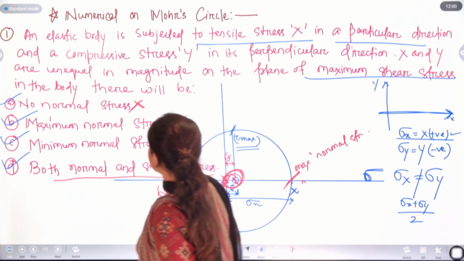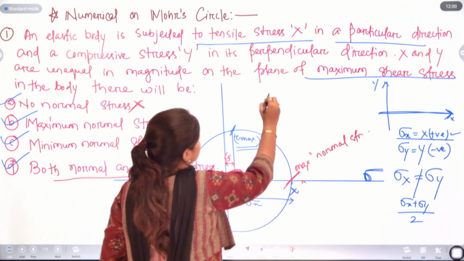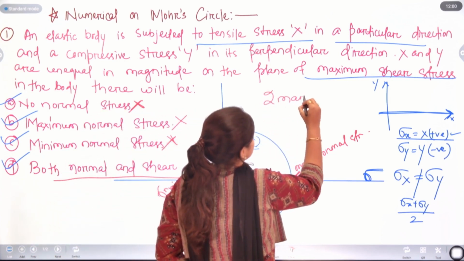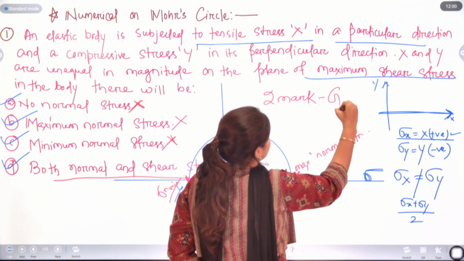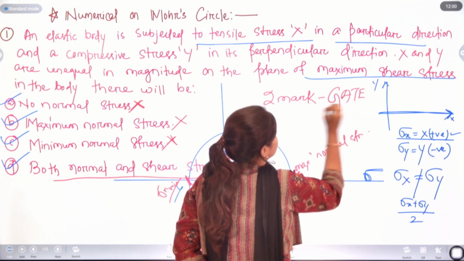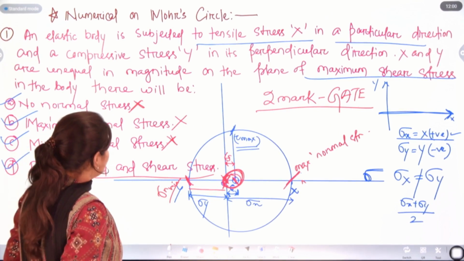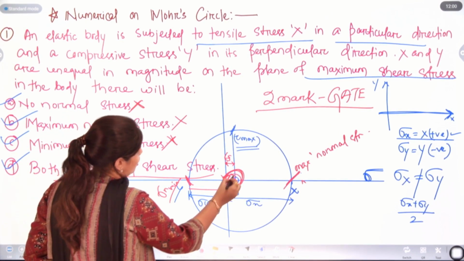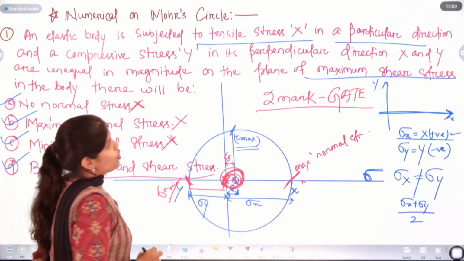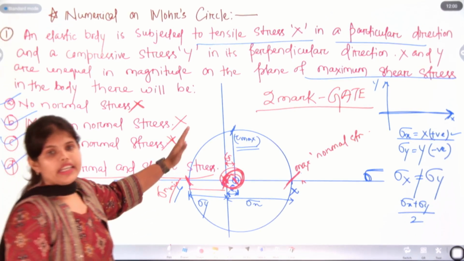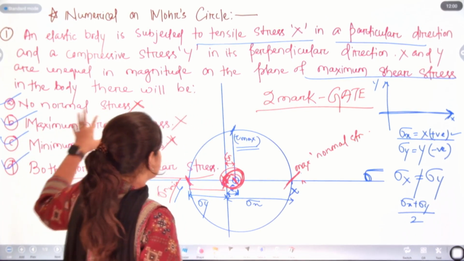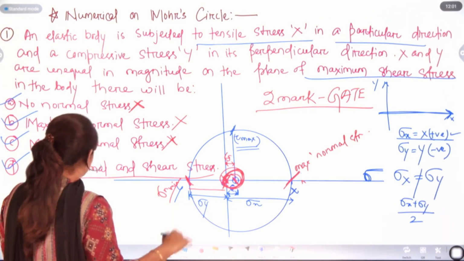So, this is one 2-mark question. This question carries 2 marks in GATE. So, in GATE, we will have these types of conditions. We just need to plot the diagram, then we will get the answer. So, let's go to the next question.